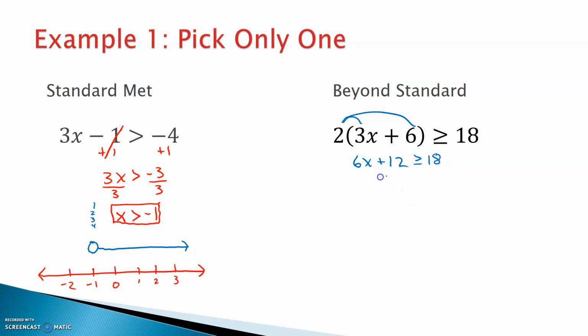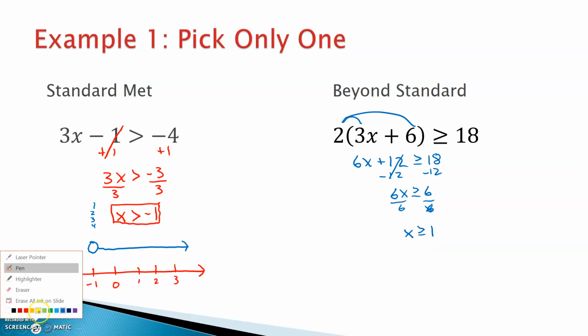It's just a two-step equation at this point. -12 minus 12. We get 6x is greater than or equal to 6. Last thing I do is divide both sides by 6, and I get, x is greater than or equal to 1.